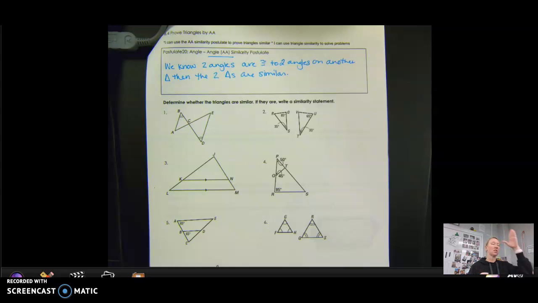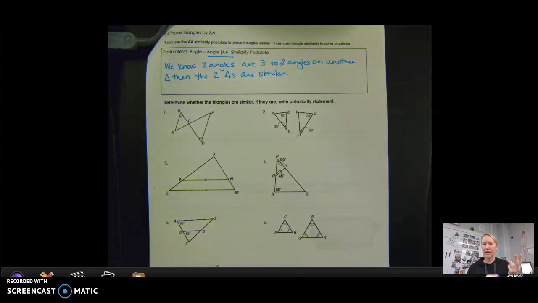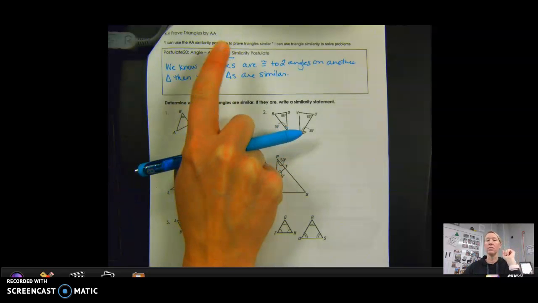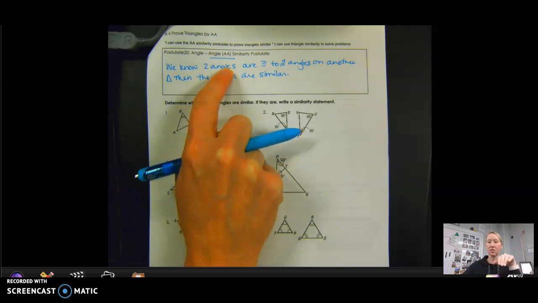If we think back to congruent triangles, remember we had side-angle-side, angle-side-angle, hypotenuse-leg, which one am I missing? Side-side-side, and angle-angle-side. Those 5 ways were how we proved triangles are congruent to one another. Remember that one of the ways that didn't work was angle-angle-angle. But here, essentially, angle-angle does work for similarity. It does not work for congruence.